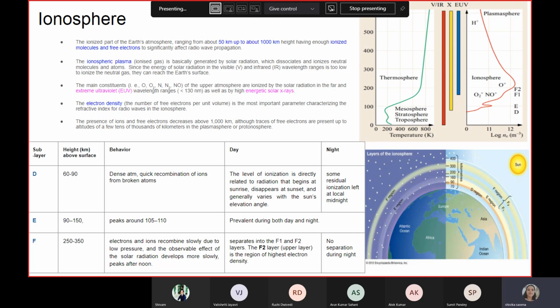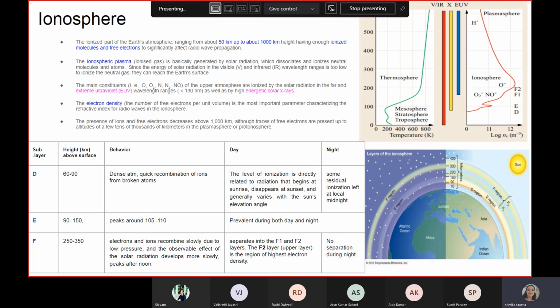This is the most important parameter characterizing the refractive index of radio waves inside the ionosphere. For the troposphere, you have seen directly the term refractive index, and then a new term known as refractivity. The atmospheric refraction inside the troposphere is understood using the concept of refractive index and refractivity. But here, what shows the refraction inside the ionosphere? The electron density. So electron density is used to represent the refractive index of the ionosphere. I hope this is clear.